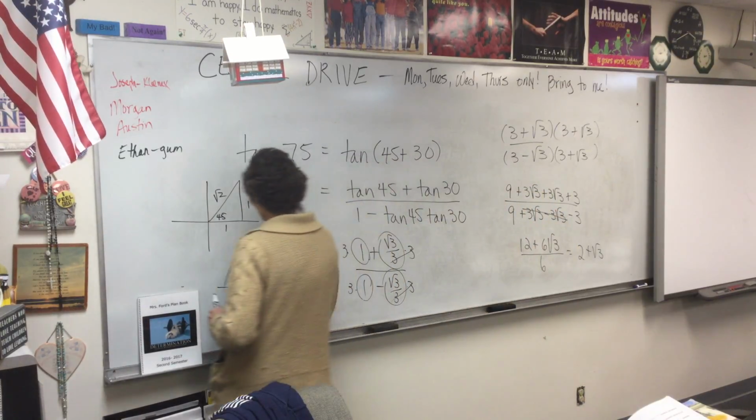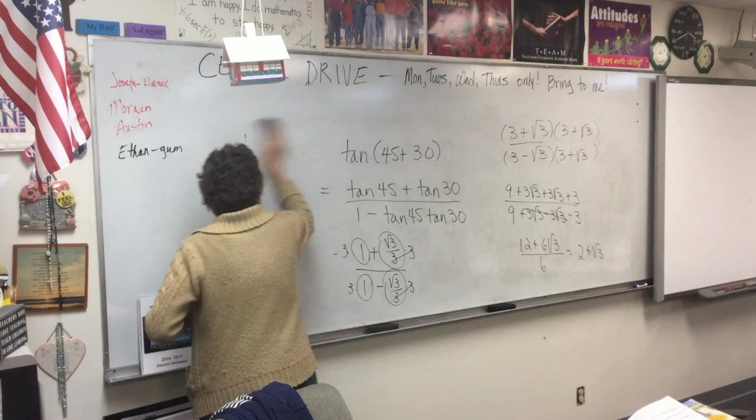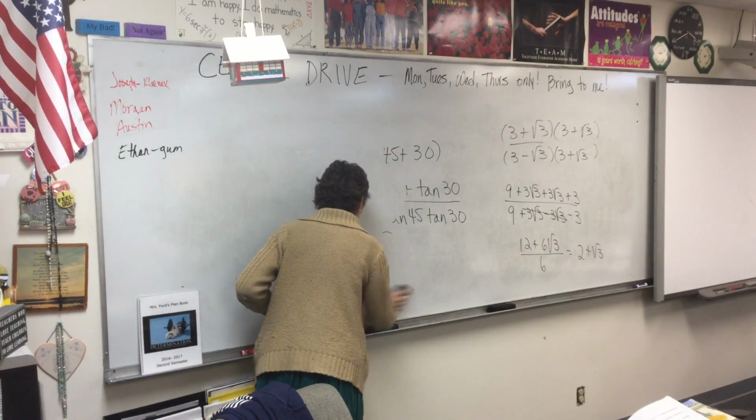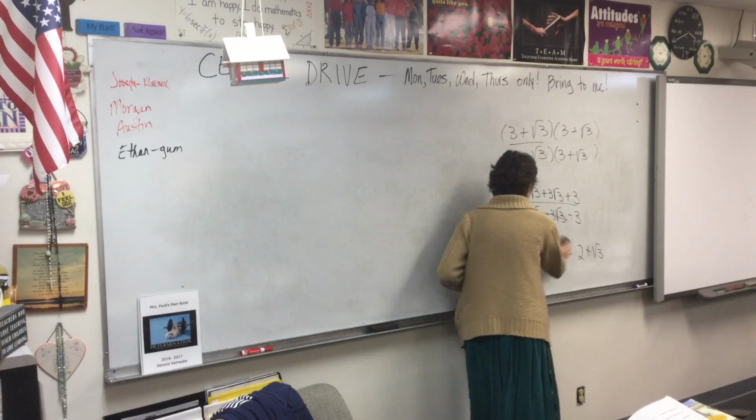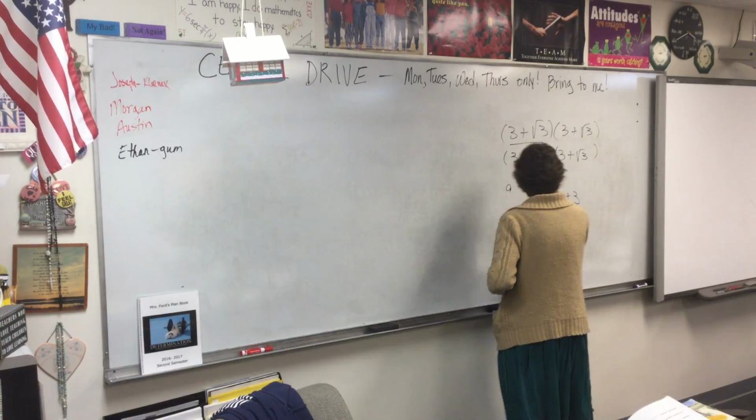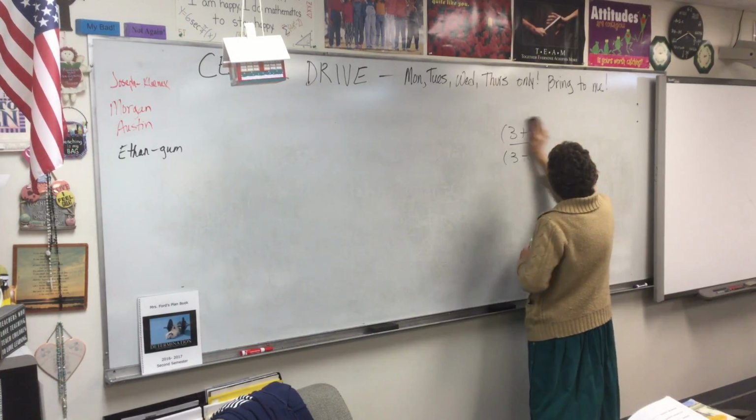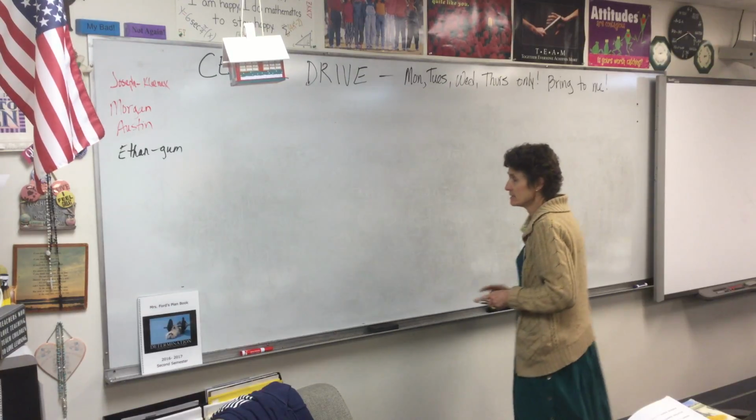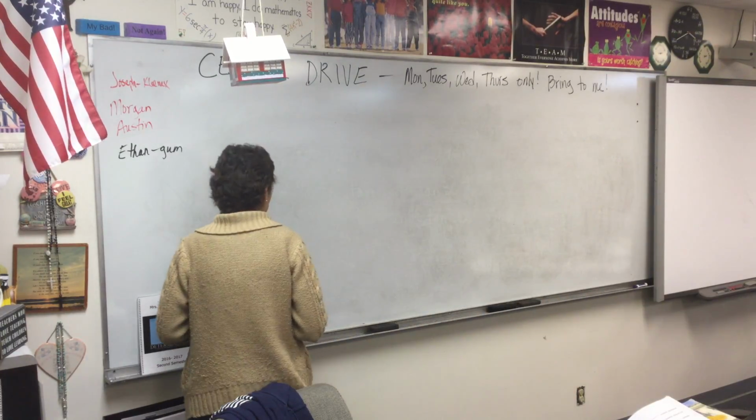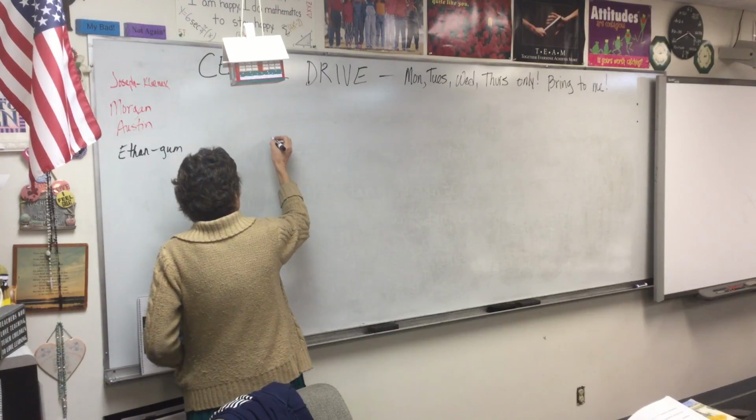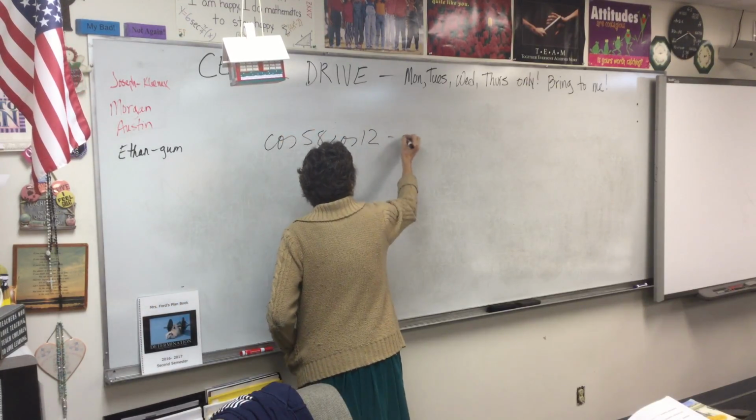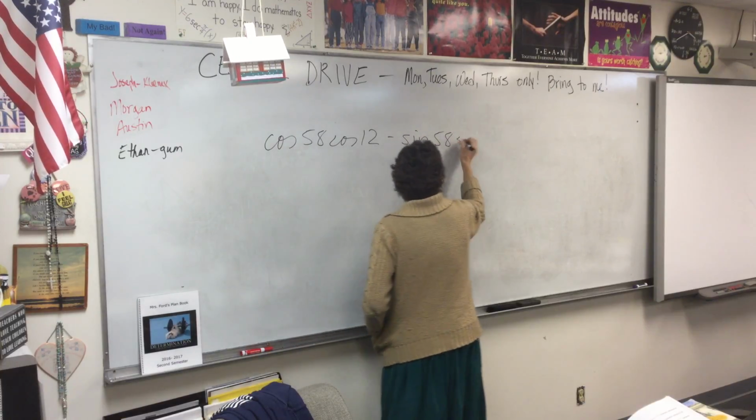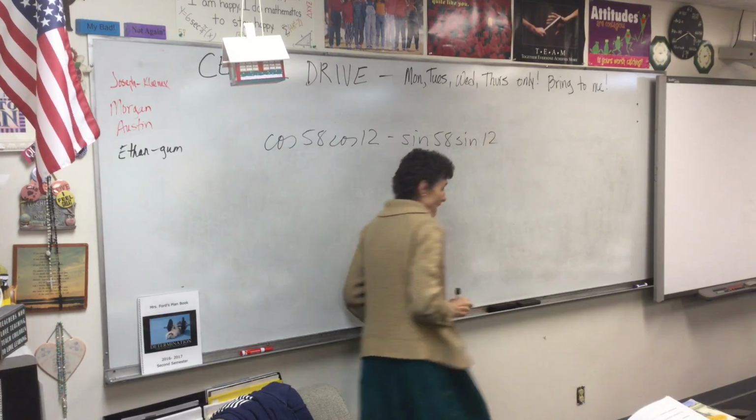All right, I want to do one more quick review with the sum and difference. Actually, 2 more. Quick review with the sum and difference. And then we're going to forge ahead into our last set of basic identities, and those are the half and double angle identities. But let's try this first. Cosine 58, cosine 12, minus sine 58, sine 12. What if you found this laying out in the hallway?